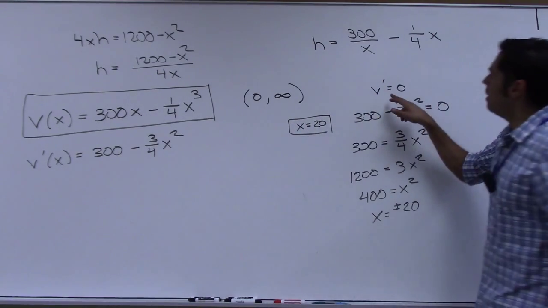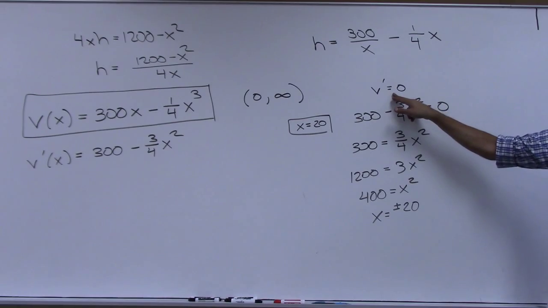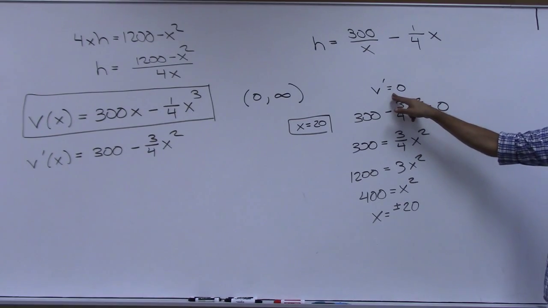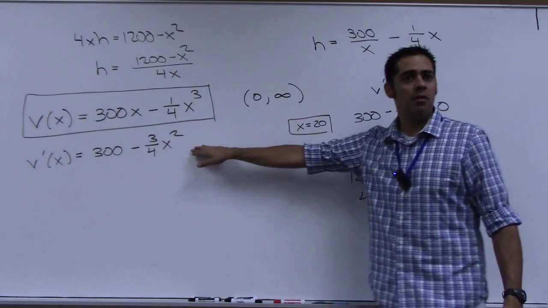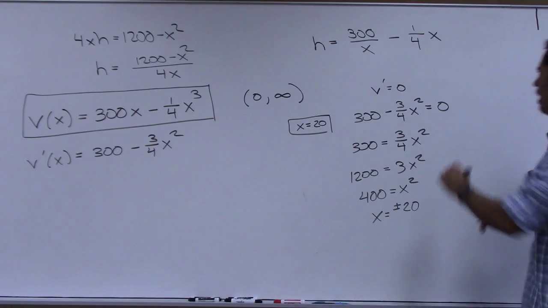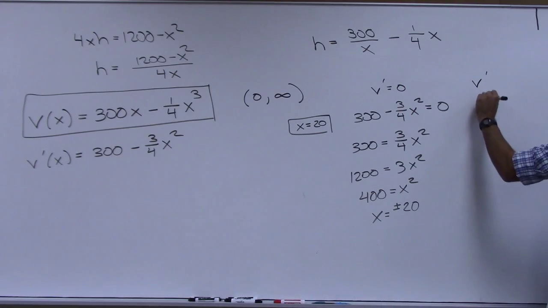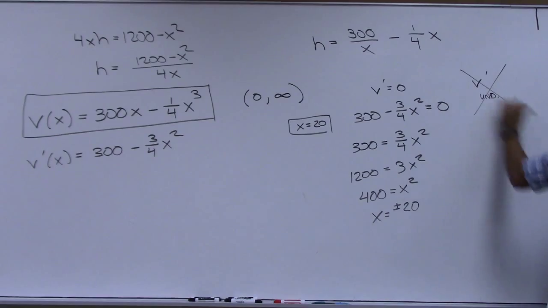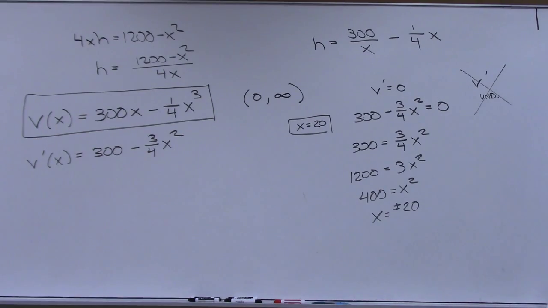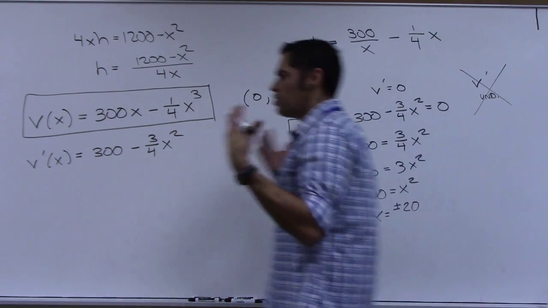Now, do you have any places where the derivative is undefined? No, because the derivative is a nice polynomial. So we don't have to consider that, but I will at least show that I did think about it. Is it undefined anywhere? No, don't worry. So is this it? X is 20, I'm done?